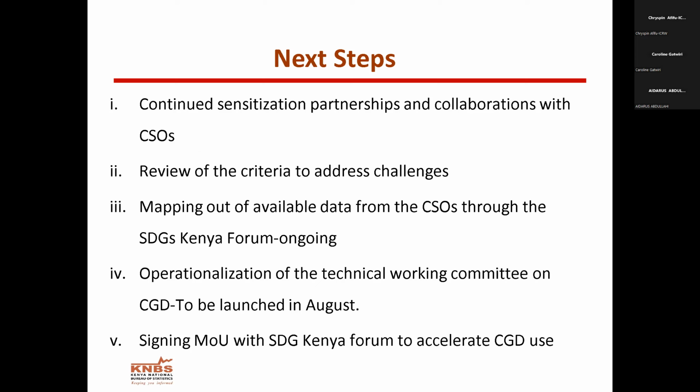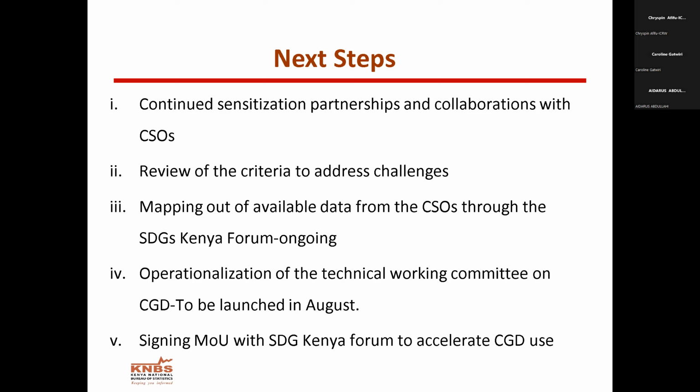And then we are trying to map out the available data from the CSOs through the SDGs Kenya Forum, so that we know the people operating in the 17 SDGs, so that if I want to track something on health, I know somebody who is working there, I know somebody I can collaborate with, and other areas.